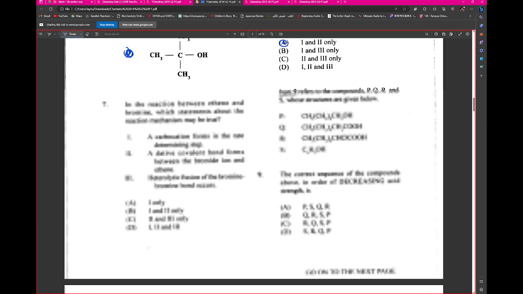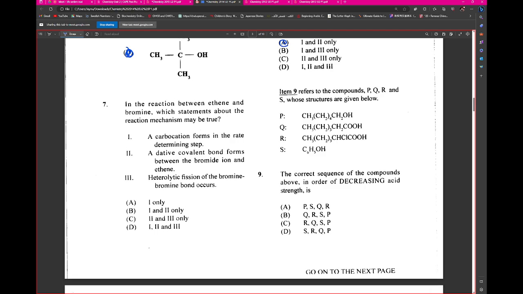Wait, why did I do it across a while ago for questions here? Number 7, in the reaction between ethene and bromine, which statements about the reaction mechanism may be true? Ethene and bromine, so the carbon. Oh, this repeats, right? Yeah, scroll across it.